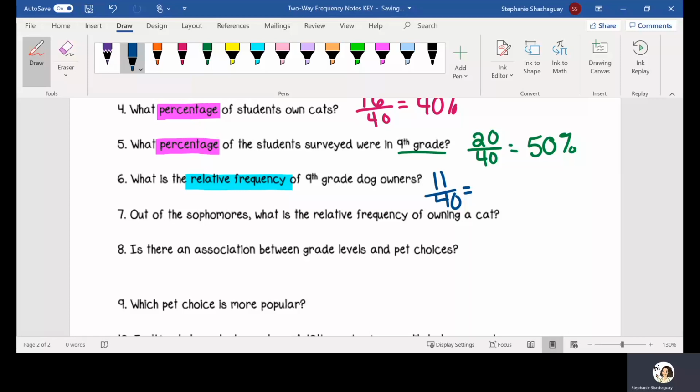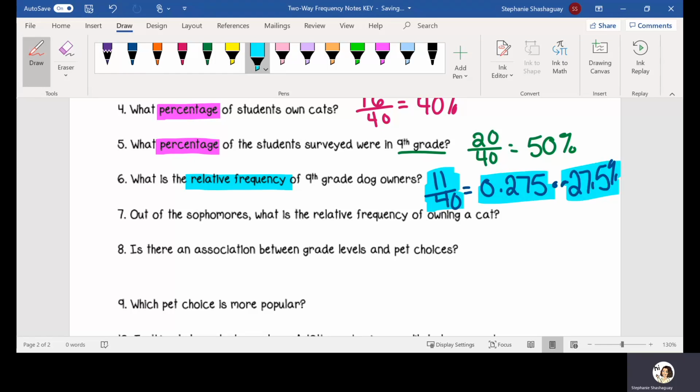11 out of 40 is also the same thing as 0.275 or 27.5%. There's that 27.5% I tried to use earlier. Shame on me. All right. So all of these are the relative frequency. All of these are possible answers. It just depends on which one is listed for you as a fraction, decimal, or percentage.